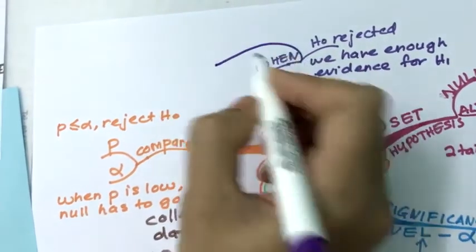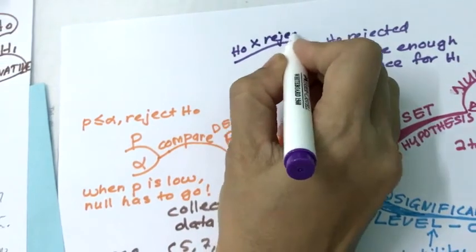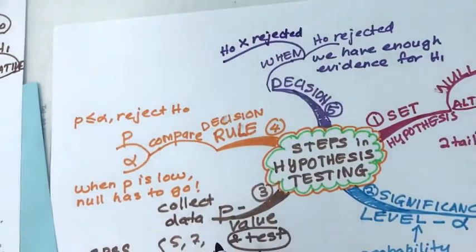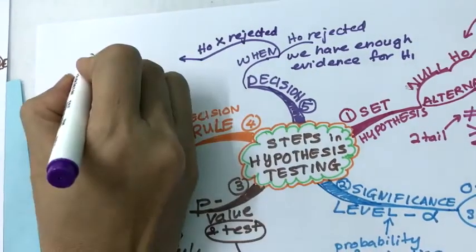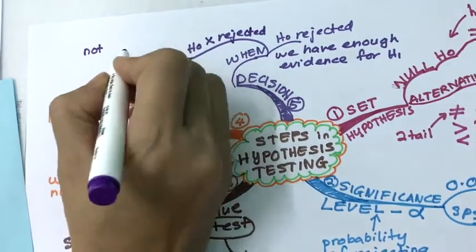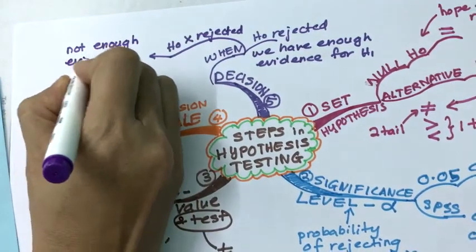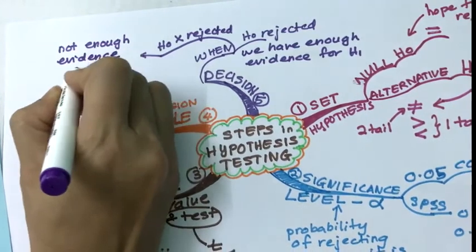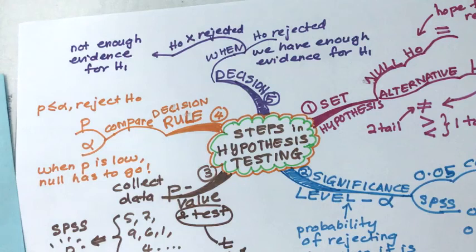And when the null hypothesis is not rejected because the p-value was larger than alpha, then we can conclude that we do not have enough evidence to support the alternative hypothesis. For example, we can say that we do not have enough evidence that the cupcakes are smaller than the usual size.